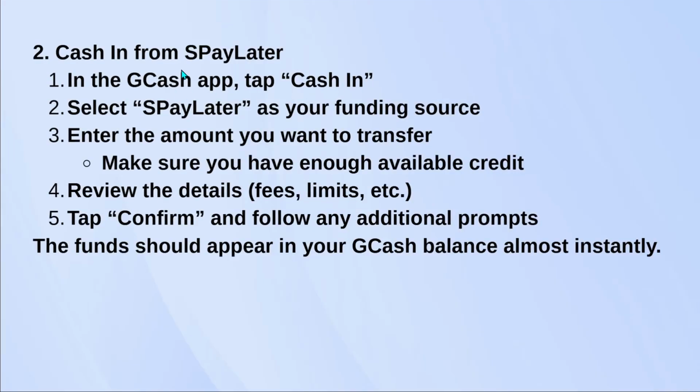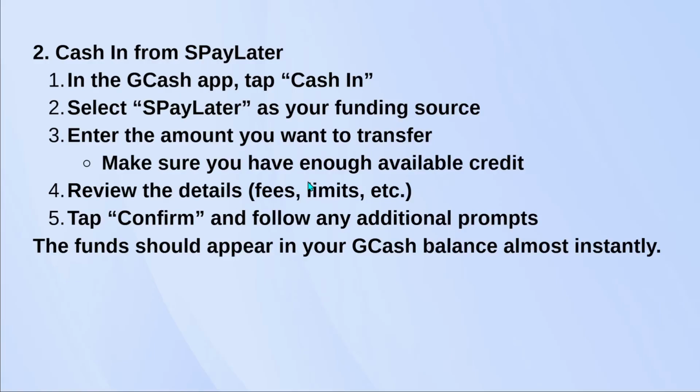Tap Cash In, then look for SPayLater under the list of available funding sources. Enter the amount you want to transfer to your GCash wallet. Double check that you still have enough available SPayLater credit, because the transfer won't go through if you're close to or over your limit. After reviewing the details, including any possible fees or amount restrictions, tap Confirm. Follow any additional verification steps that appear. In most cases, transfers reflect almost instantly, but occasional delays can happen.